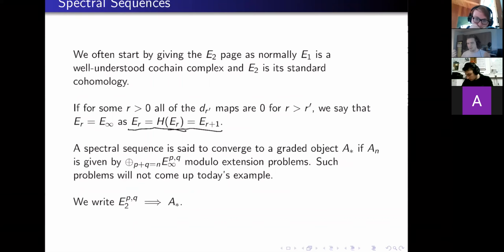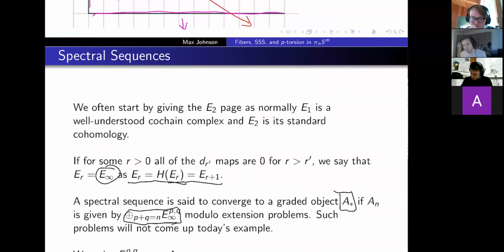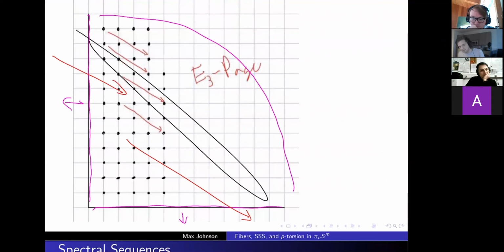If this happens, we say that this page where all the differentials are 0 is called the E infinity page, just to note that it's converging. And a spectral sequence is said to converge to something called A star, which is just like a graded abelian group or something like this, if A_n is given by taking sums along the diagonals of the spectral sequence. So the areas where P plus Q equals N is something like that.